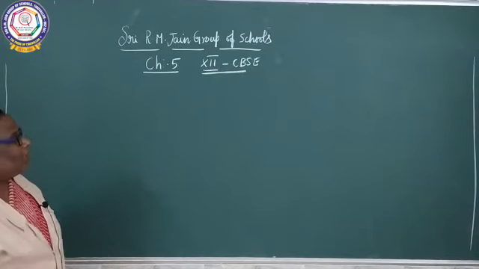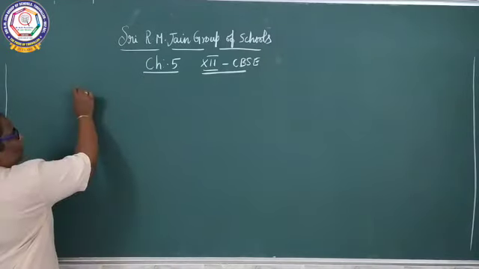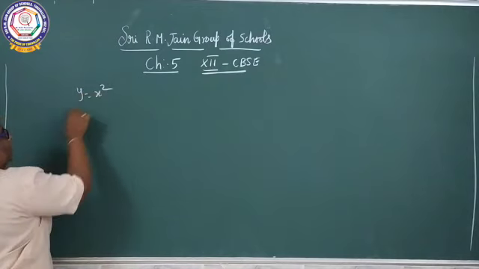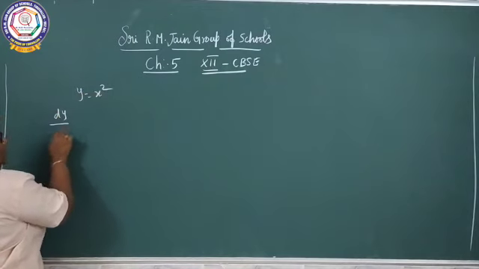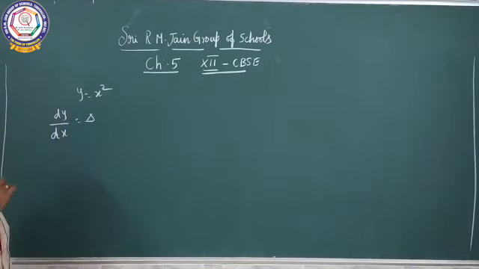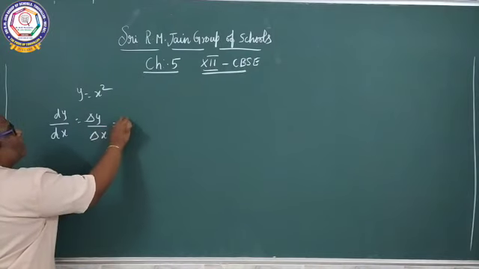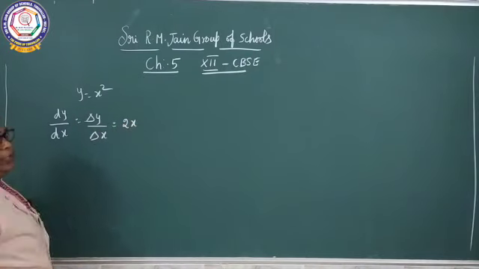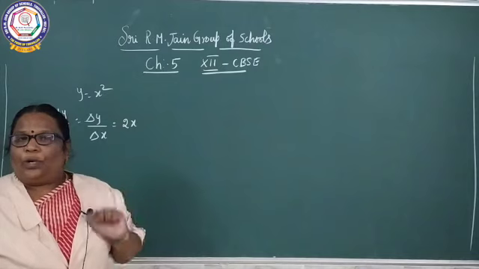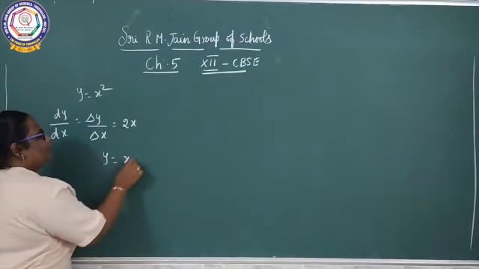Children, yesterday we saw y equal to x square, then dy by dx equal to delta y by delta x, which equals 2x. We got the answer. Today we are going to see about y equal to x cube.